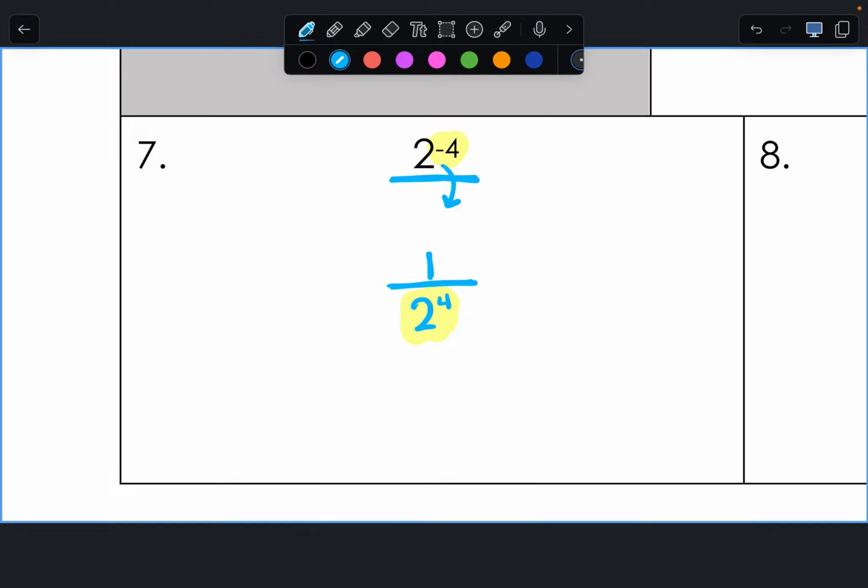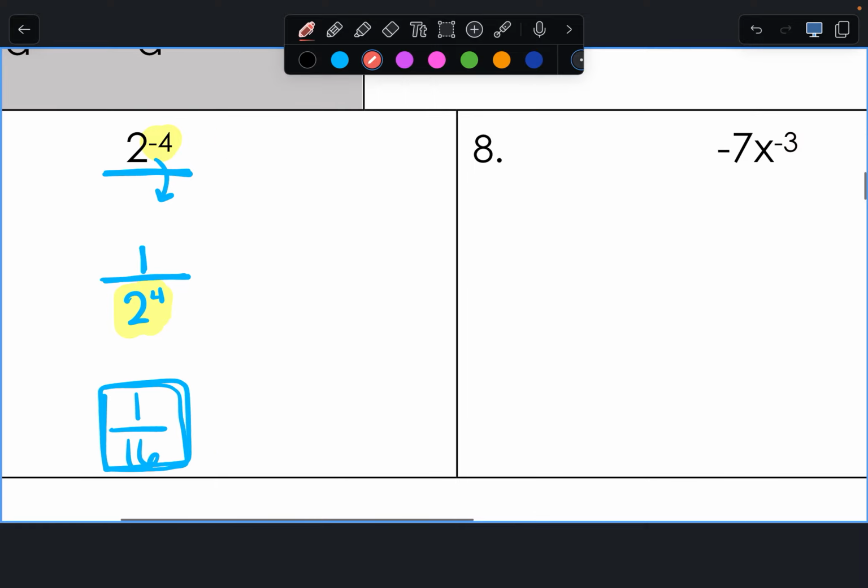What is 2 to the power of 4, though? Put that in your calculator. Remember, that's not 2 times 4. It's 16. 2 to the power of 4 is 16. And then you make it 1 over 16.